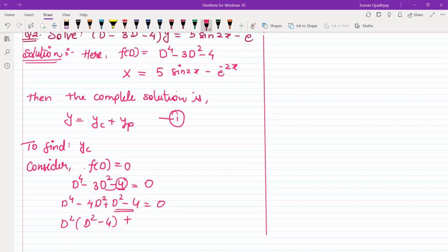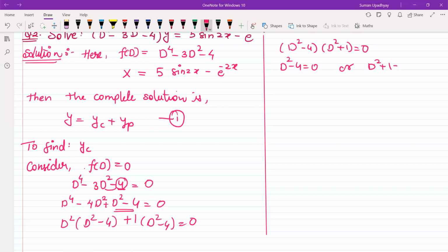And in the last two terms we are having one common. You'll get this. Okay, so in the next step I'll be getting d square minus 4 is common and d square plus 4. Equate both of them to 0. So d square equals 4, meaning d will be plus minus 2, and d square equals minus 1, so d will be plus minus i.